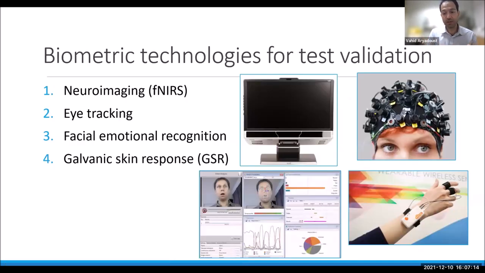And these are the technologies that are basically used for measuring the brain. That's the neuroimaging or fNIRS that I'm using. Eye tracking is used for measuring gaze behaviors, and facial emotional expressions and galvanic skin response can be used for the measurement of emotions and feelings. These two are different, and I will elaborate as far as time allows me.